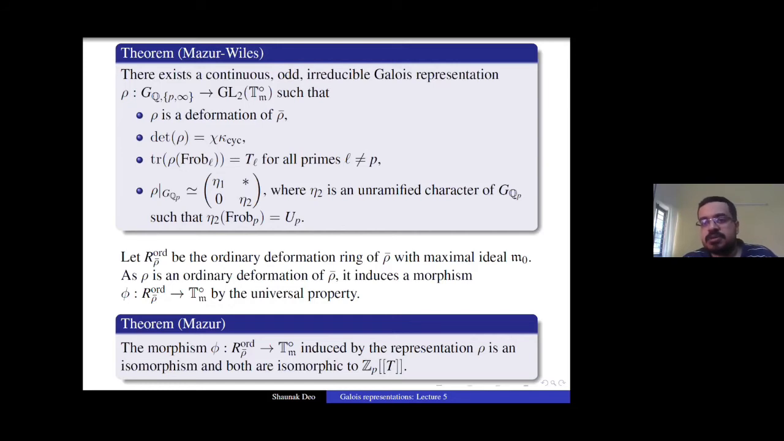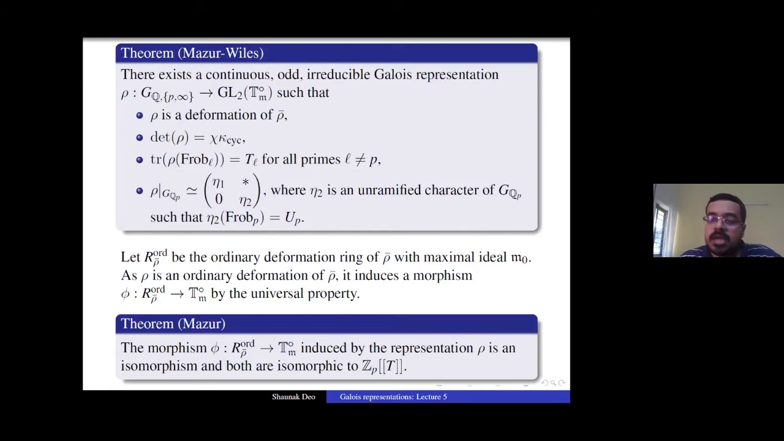We first chose a specific Hecke algebra. We proved first, not we, but Mazur and Wiles proved that there is an ordinary deformation, which gave us this map, and then Mazur proved that this is actually an isomorphism. And both are nice rings, which are just power series rings in one variable.